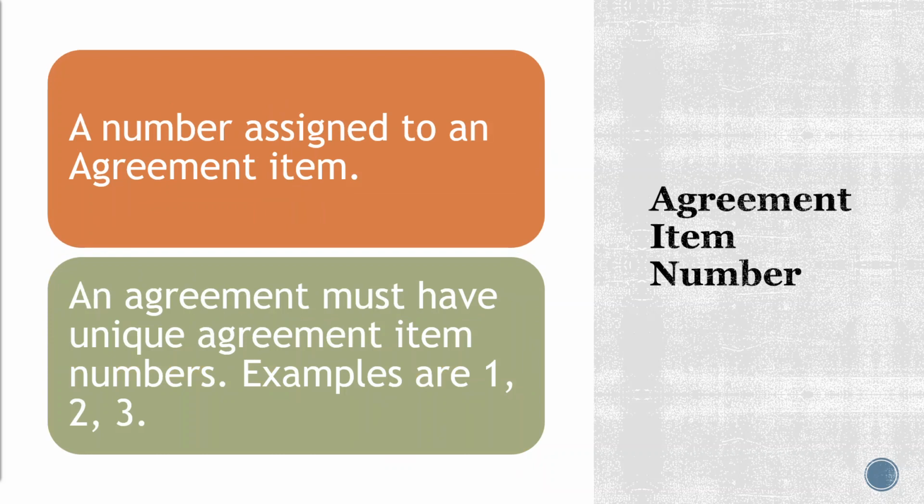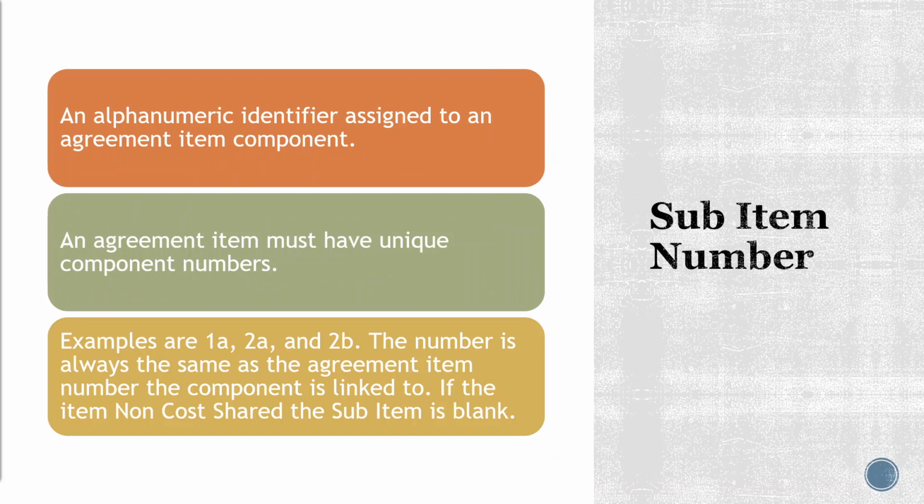An agreement item number is just a number that is associated to the agreement item. An agreement item must have unique numbers, so it's going to be 1, 2, and 3. And then the next is the sub-item number. So it's the A, B, and C after the numbers, based on how many agreement sub-items or how many components you have in the agreement item. The number is always the same as the agreement item number of the component that it's linked to. If there's no cost share item, the sub-item is blank.